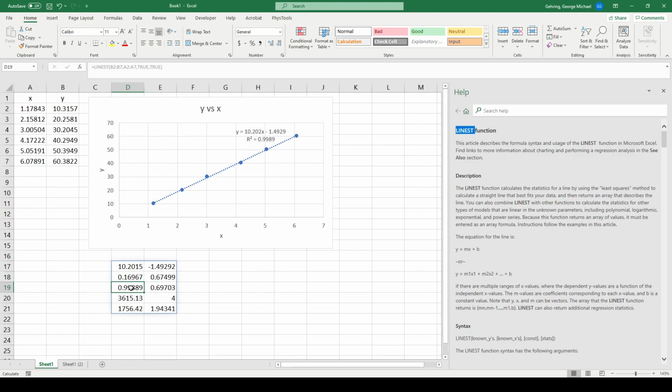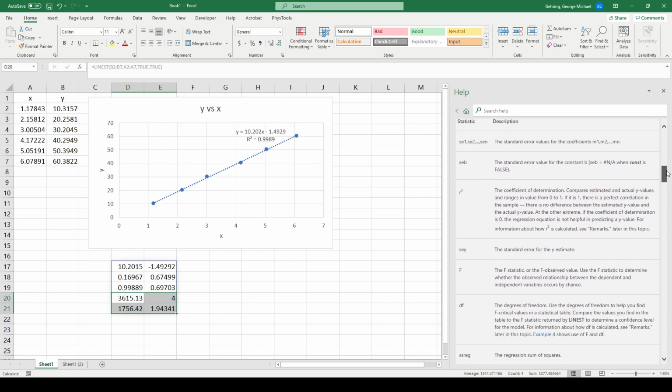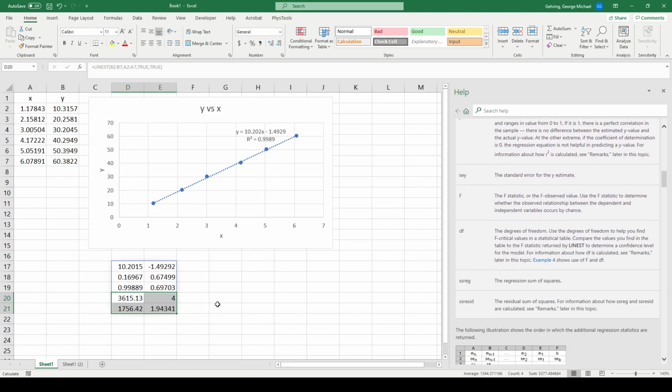The third row gives me the r-squared value, which is already on the graph, and the standard error in the y values. The rest of this isn't as interesting to us. It's an F statistic, some other stuff. You can see it's documented down here what the rest of that is. But we're mostly interested in these first two rows because it gives us more detail about the slope and intercept and the uncertainties in those quantities.